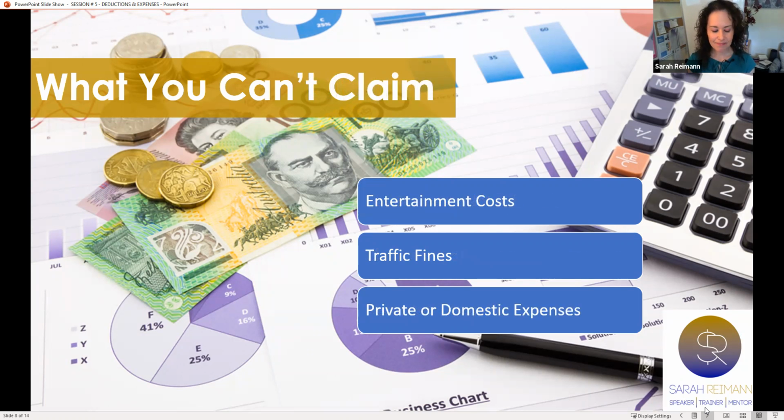What you can't claim. There are some expenses that are not deductible for businesses, such as entertainment expenses, traffic fines, speeding fines or red light camera fines, not deductible. Private or domestic expenses, such as childcare fees, clothes for your family, home loan payments or interest expenses, things relating to income that are not assessable.